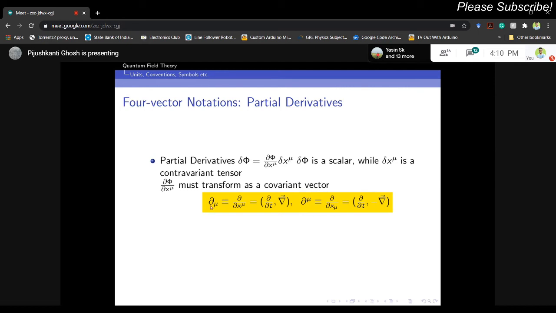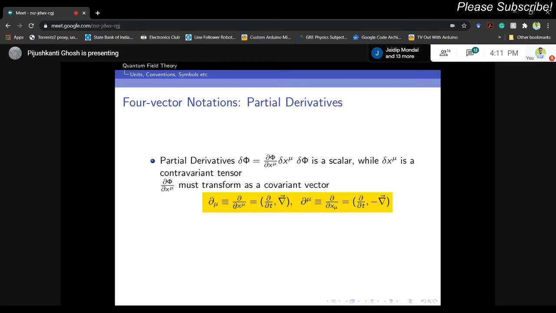Now we define del mu as del by del x mu. Note the difference. Again, this is a common point where students make a mistake till the end of this course. This mu is a subscript. This mu is a superscript of x, completely opposite. Component wise, the first component is del t, and this is the nabla or the gradient operator.